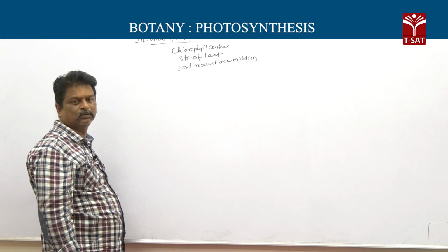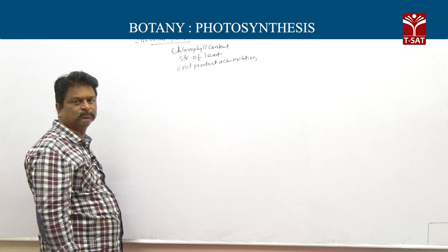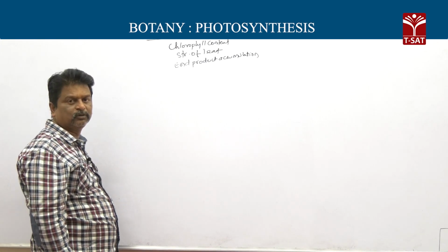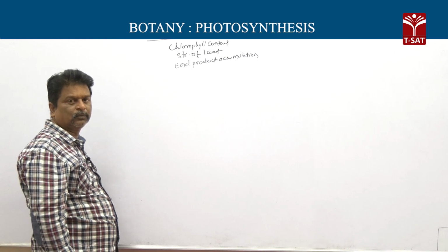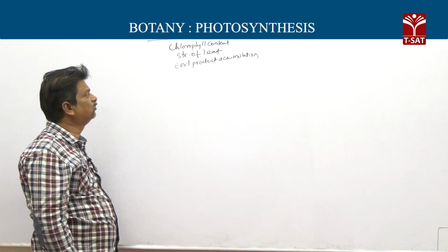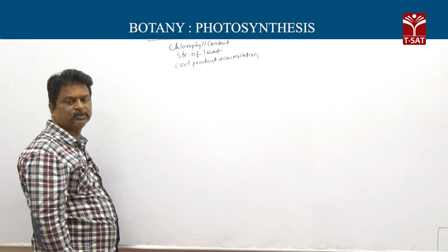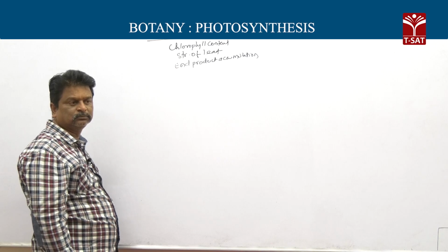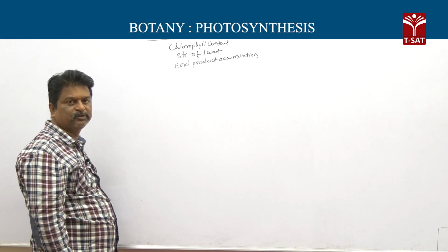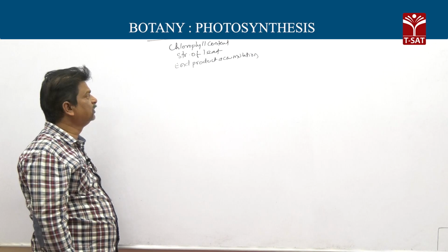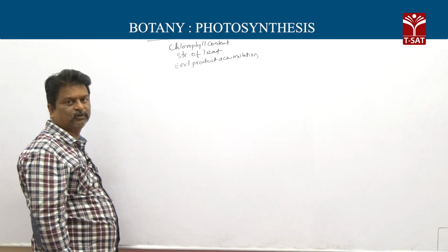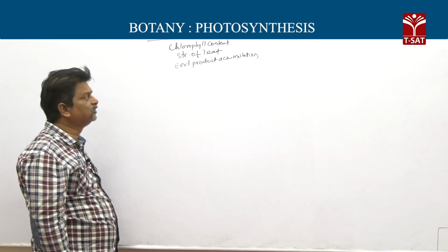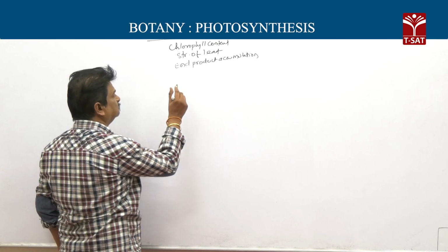So, first one, chlorophyll content. Rate of photosynthesis is proportional to the chlorophyll content. So, young leaves show more chlorophyll, so in young leaves more photosynthesis takes place. The matured and old leaves, that means senescent leaves, show loss of chlorophyll. So, the photosynthetic rate is decreased.